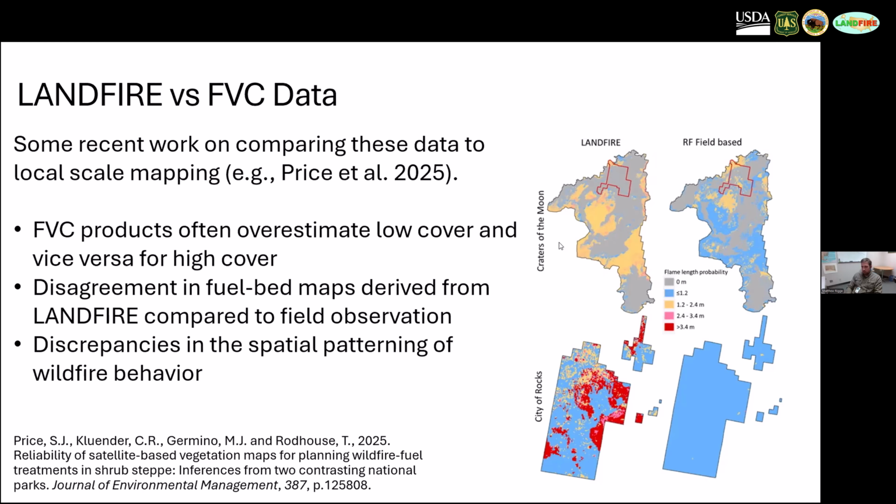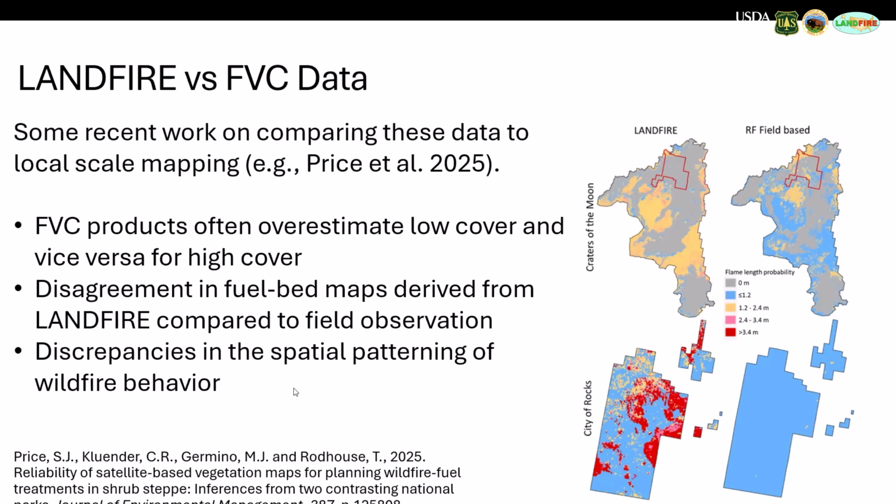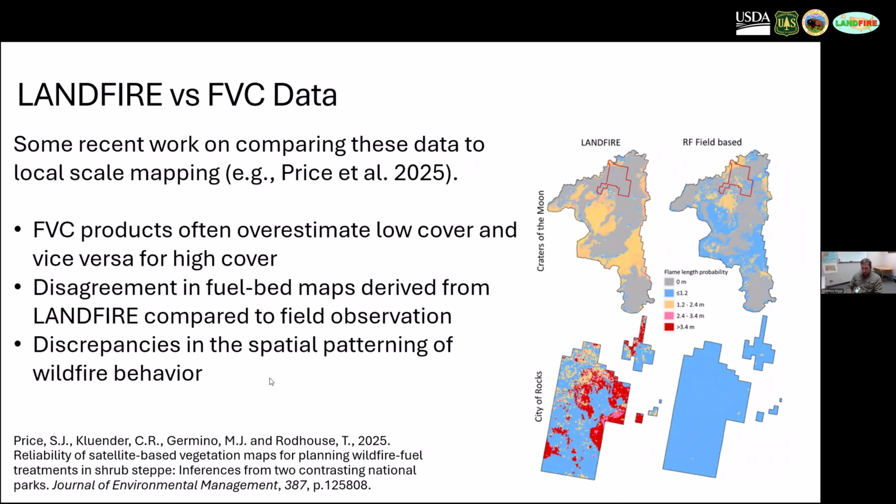And their overall results were, not surprisingly, that fractional veg products tend to overestimate low cover and underestimate high cover. That's a pattern we see over and over again, and I'll get into that a bit more later. They also noted some disagreements in these fuel bed maps and some differences in the spatial patterning of wildfire as a result of these differences in vegetation products. So, just to highlight, these products are different. There are analyses highlighting these differences. This is just one example. There are several others out there.